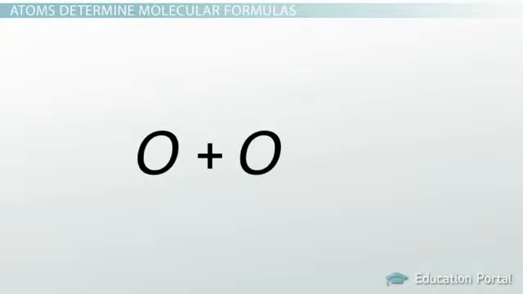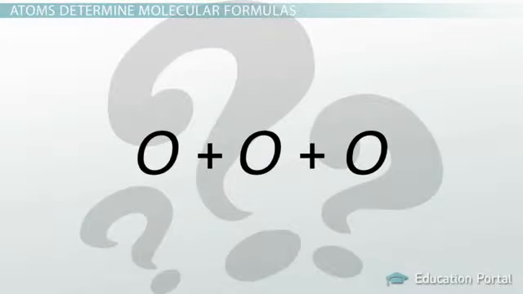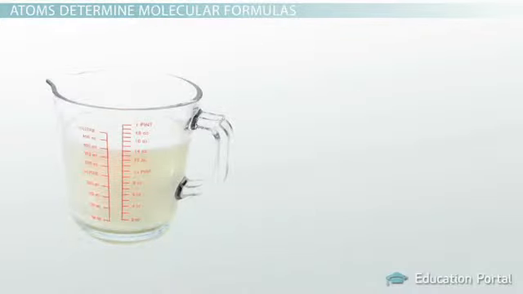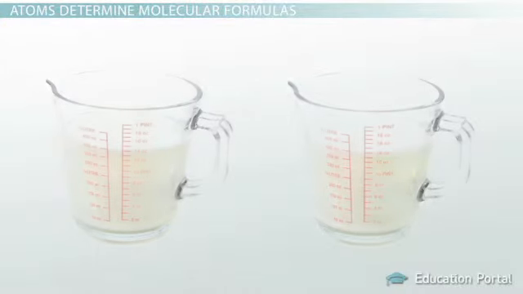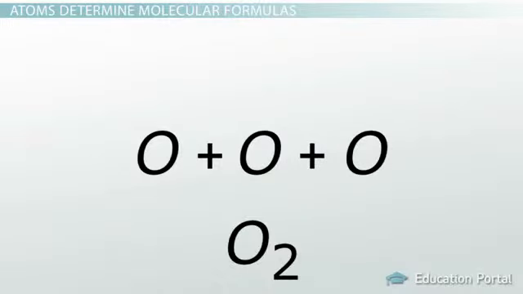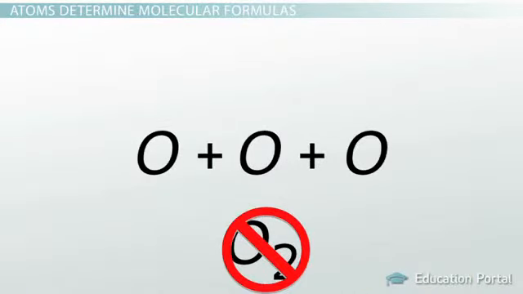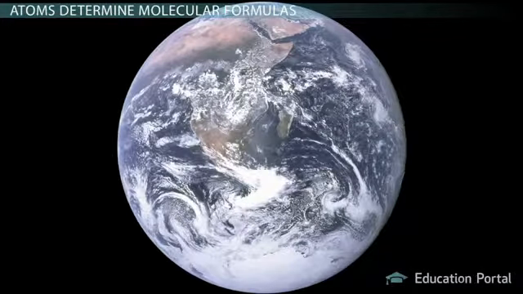What do you think would happen if we added one more oxygen atom? Would we still get an oxygen molecule? The addition of one more oxygen atom could totally change the result. Just like in cooking, if you change the quantity of ingredients, you get something completely different. If you combine three oxygen atoms, you would not get an oxygen molecule. You would get ozone. Ozone is very different than an oxygen molecule.